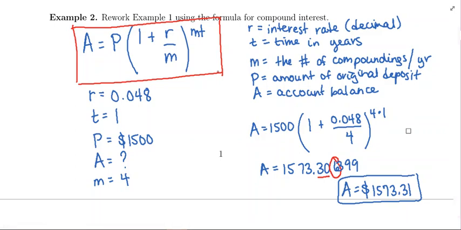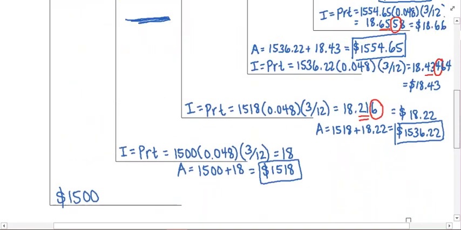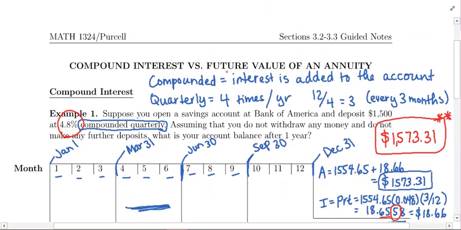All right. So now we're going to jump to annuities. Remember, I told you in this section, we're going to be looking in detail at how compound interest differs from the future value of an annuity formula.